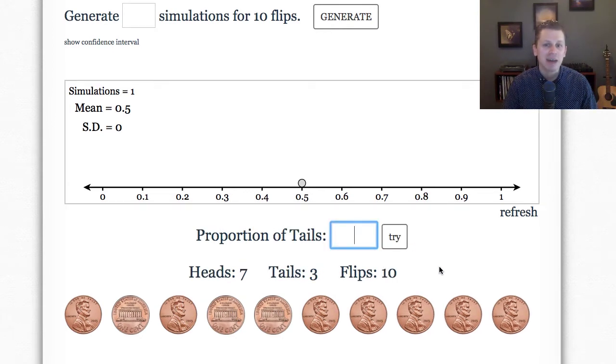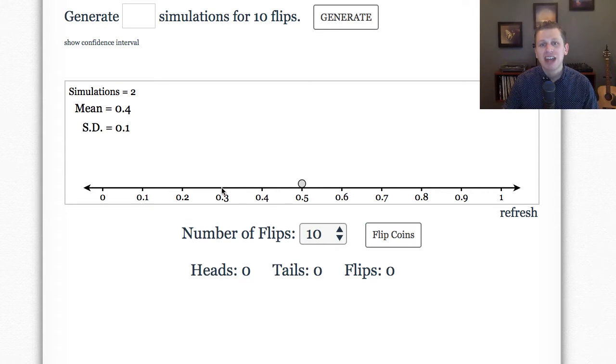Look what happened this time. I only got 3 tails. That is a sample proportion of 0.3. So now, if I got 3 tails, I need to label here that it happened 1 time. I've now done this experiment twice. Let's do it a 3rd time.